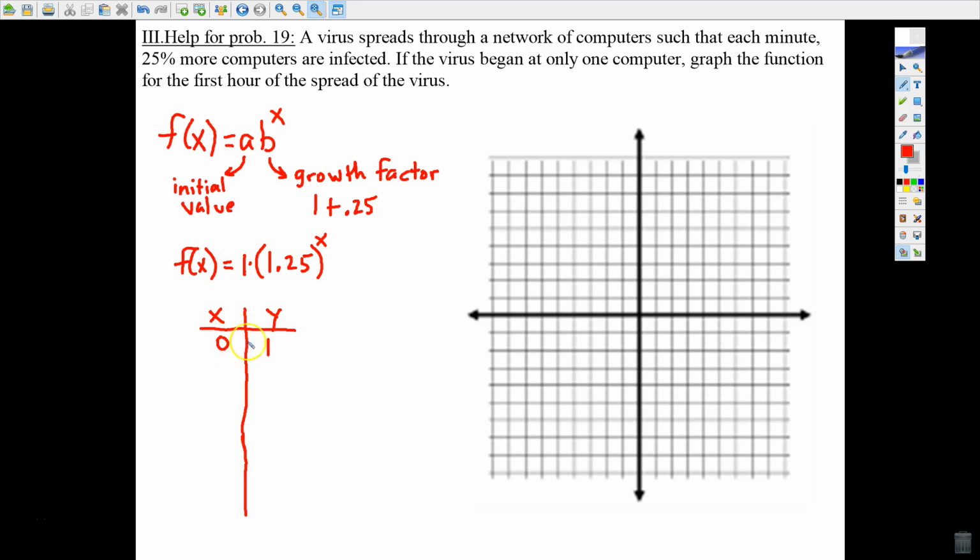So that table just reinforces what the problem told us. We could do these increments, maybe 15s, or 10 minutes at a time. Let's just do that. X is going to refer to the number of minutes. That's the input. Anytime we do a graph of a word problem, we should always label the axes. This is going to be minutes, and the Y will represent computers infected.